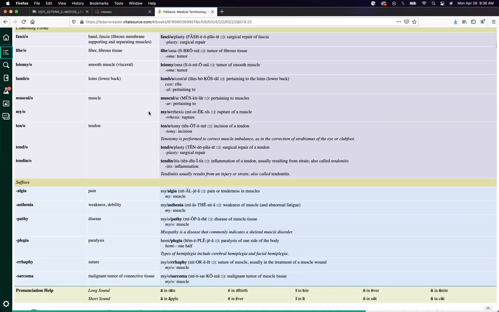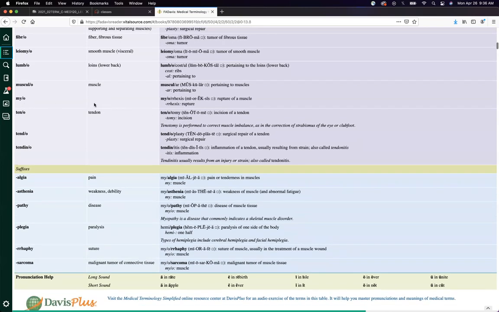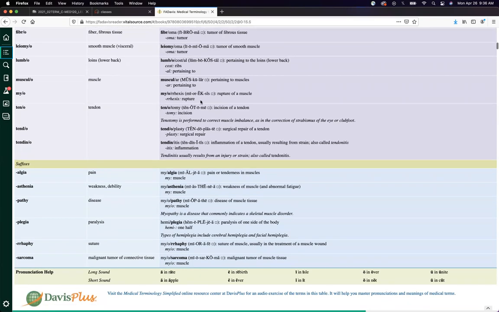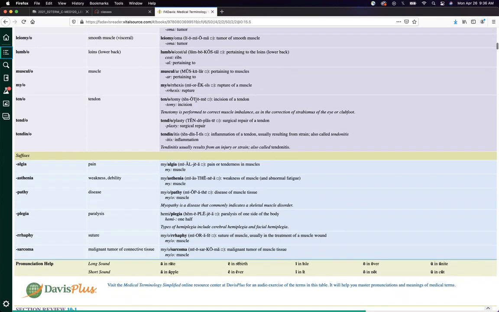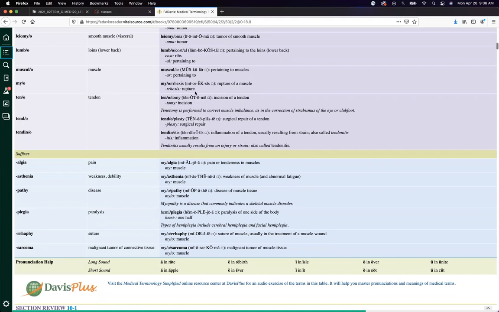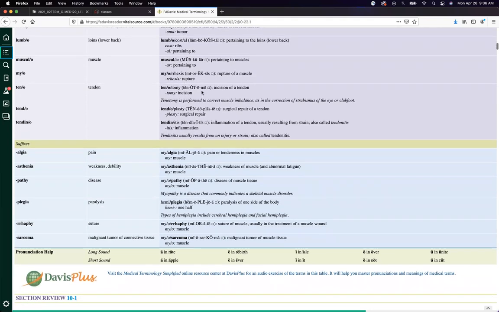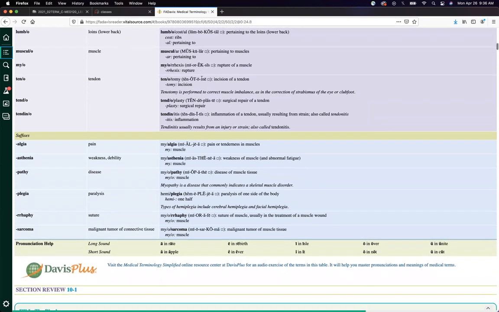Muscular, pertaining to muscle. Myo, pertaining to muscle. Myorrhexis. Sometimes we have to, if my patient broke a bone or, you know, they're an athlete, or they don't even have to be an athlete to rupture or rip a muscle. You can easily do that by either exercising or, you know, if you're in an emergency.